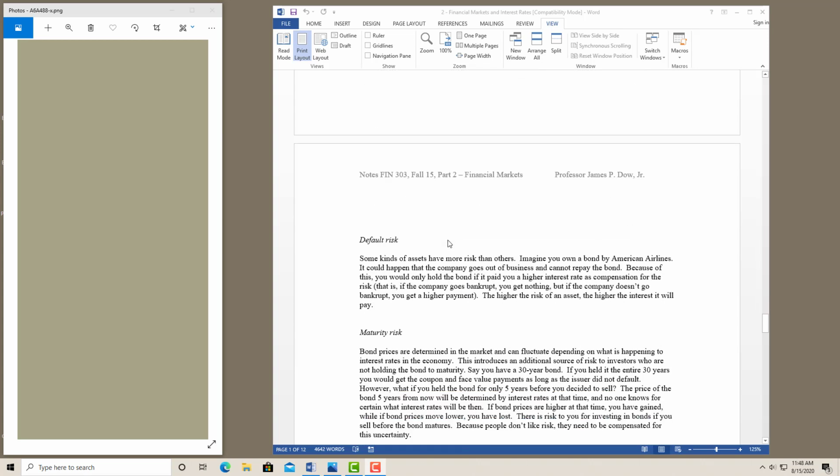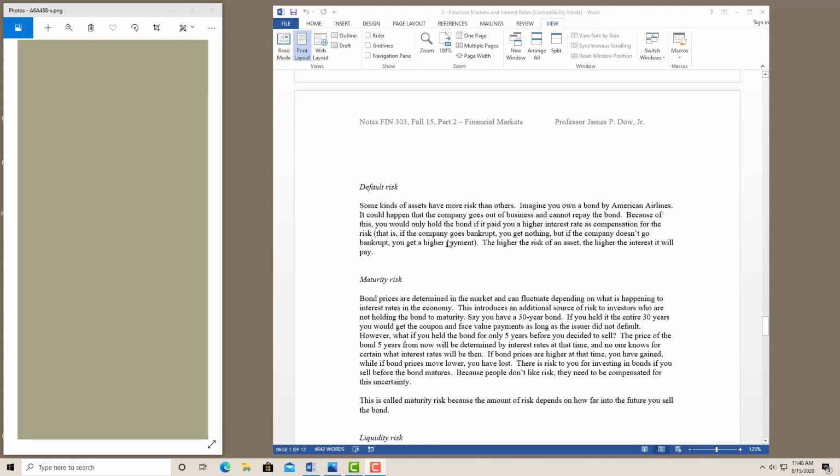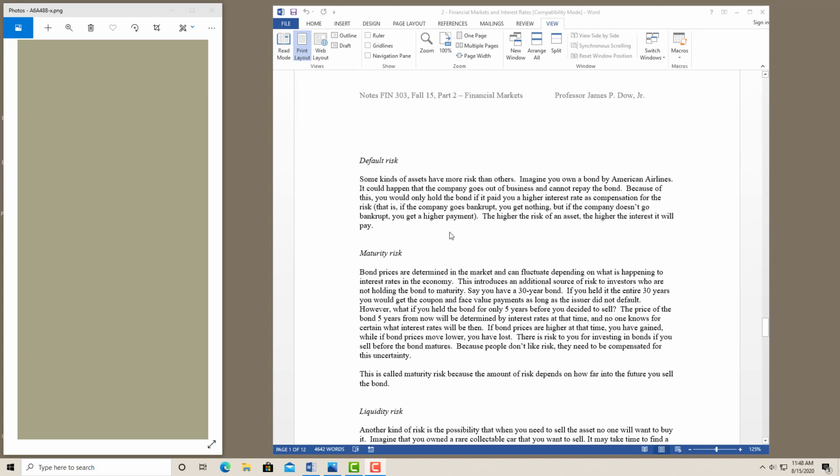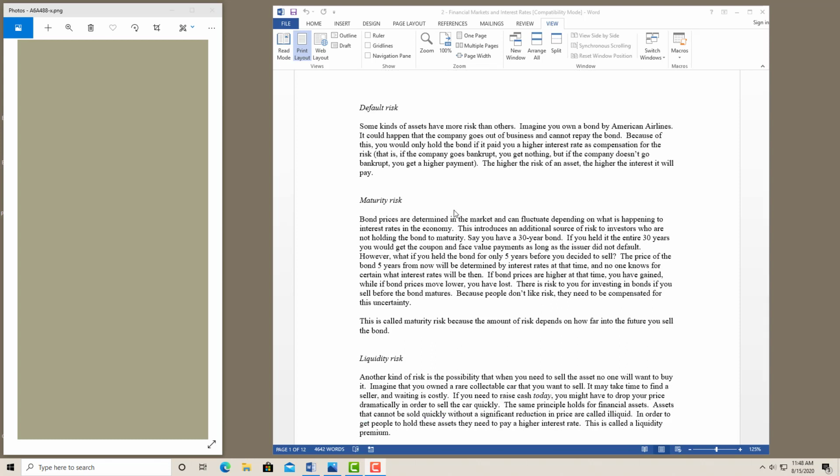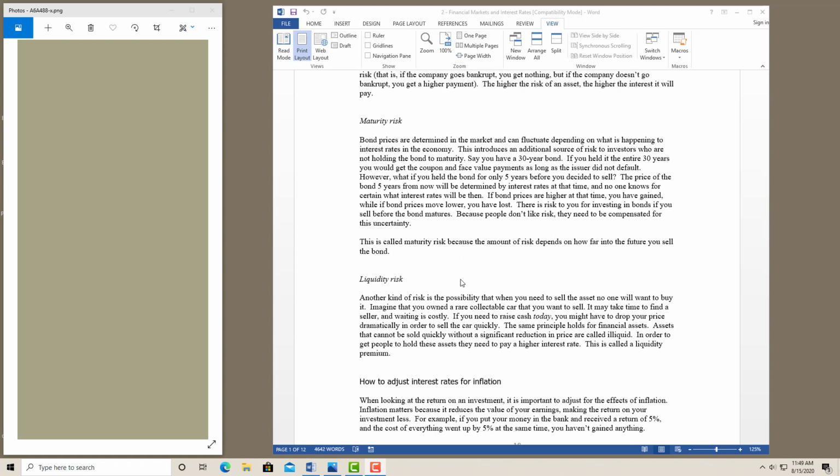So here we have some different kinds of risks. The default risk, and that's the risk you're not going to get paid back. So this is maturity risk. We'll talk more about this when we talk about bonds. So you just need to have that notion of maturity, how long a bond is. And maybe if the bond has a maturity of 5 years or the maturity of 30 years, they have different amounts of risk. And here we have liquidity risk.